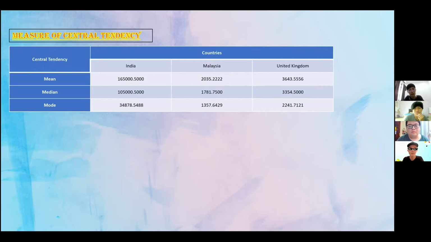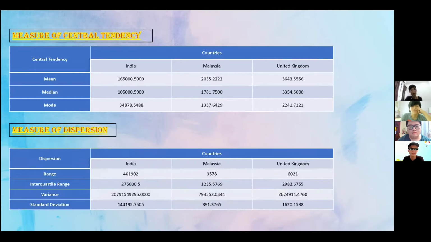For example, Malaysia has the lowest mean, which is 2035.2222, and the median of 1781.75 and the mode of 1357.6429. We can also determine the measure of dispersion.